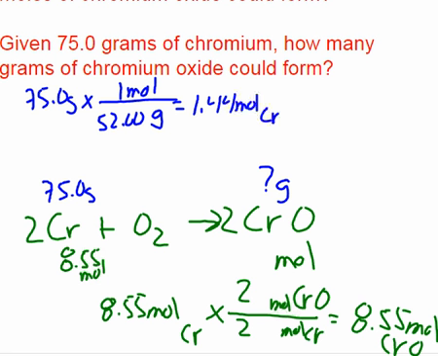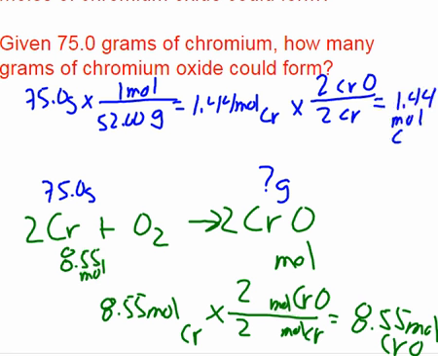of chromium. So if I have 1.44 moles of chromium, then just like our first problem, I know that I should get 2 chromium oxides from 2 chromiums. So that also means I have 1.44 moles of chromium oxide.